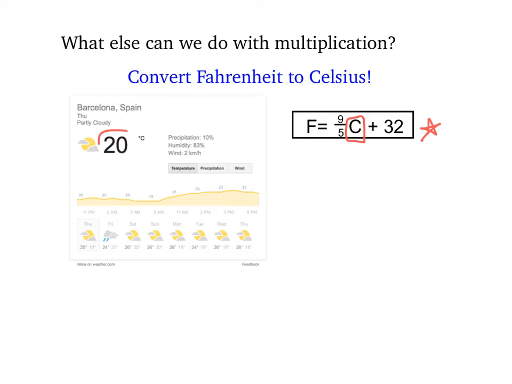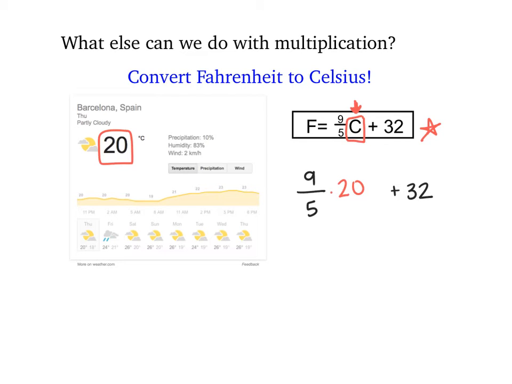So we'll use 20 as an example. And I'm going to put 20 in for the letter C here in this formula. So what that would look like is I would do 9/5 times 20 first. And then I would add 32 at the end following the order of operations. So I know I have to do the multiplication first.